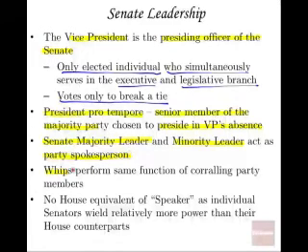So the whips, they perform the same function of corralling party members. Probably it's not as effective in the Senate as it is in the House, simply because senators are a little bit more independent than House members are. And again, the big thing is that there's no House equivalent of the Speaker, as individual senators wield relatively more power than their House counterparts.